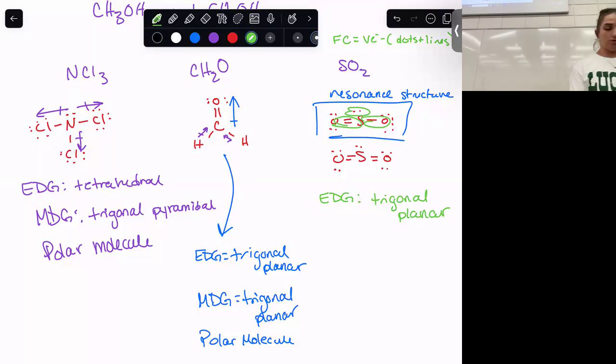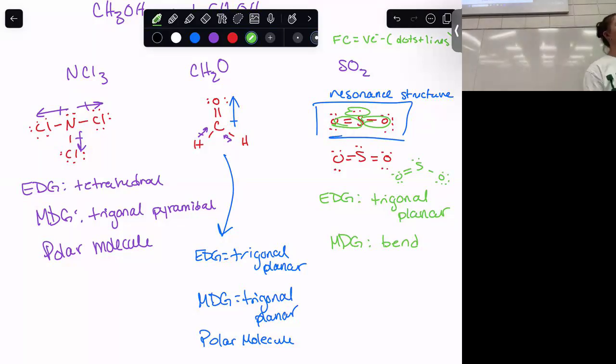What is our molecular domain geometry? This is bent. We have 1, 2, 3. We're going to create a lone pair that's going to bend our bonds for SO2, so it's actually going to look like this. It gets a little bent. Think of the water molecule, that kind of bent.